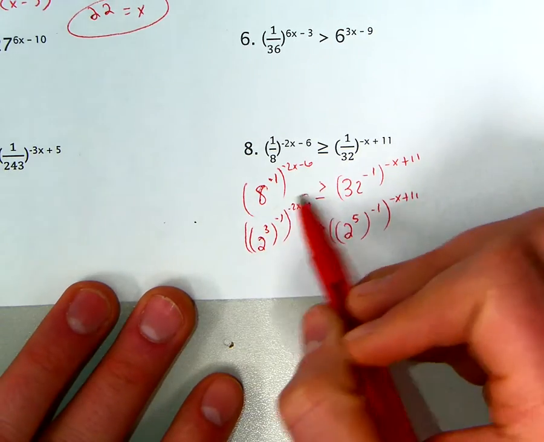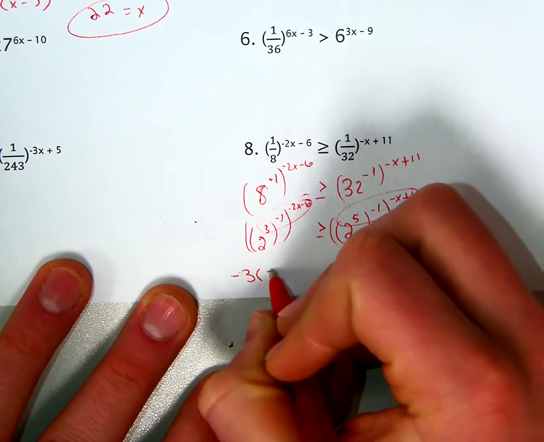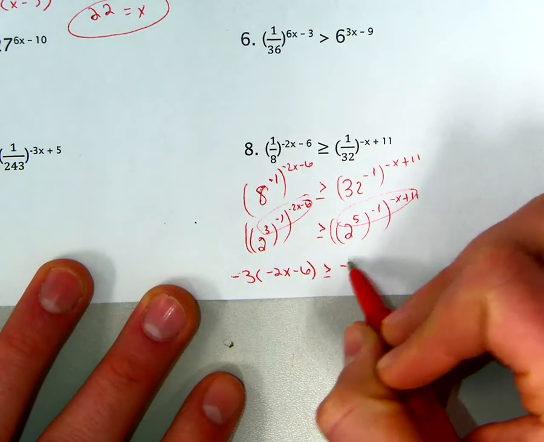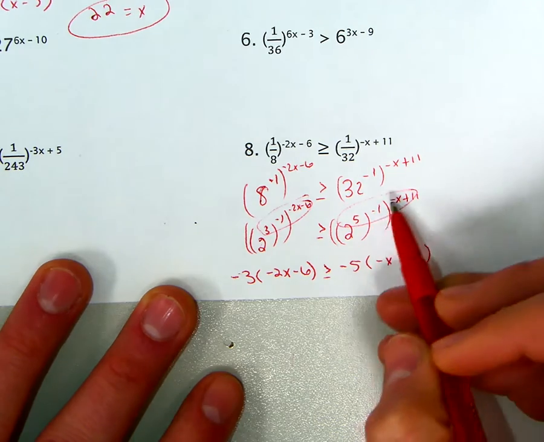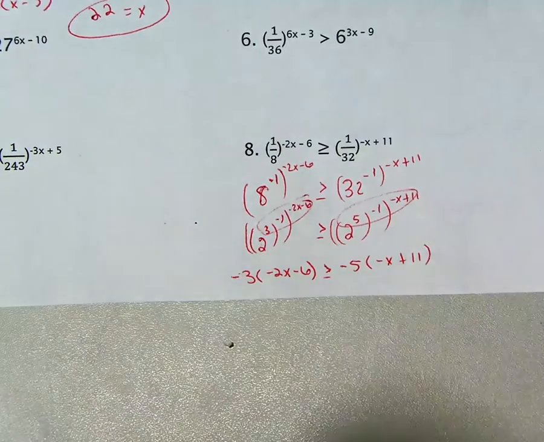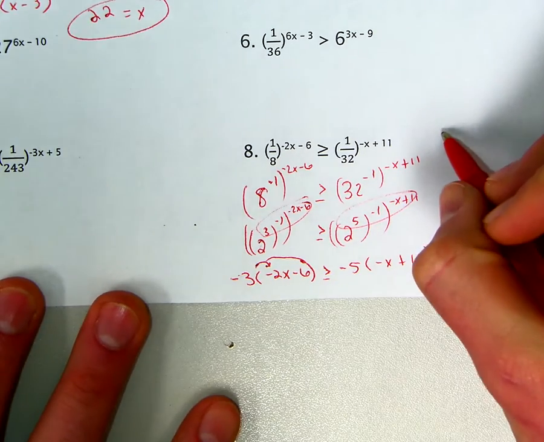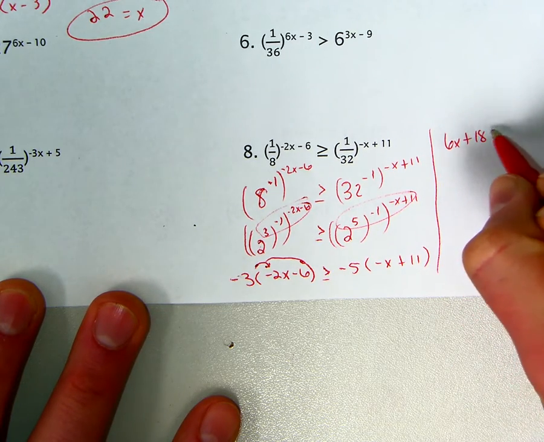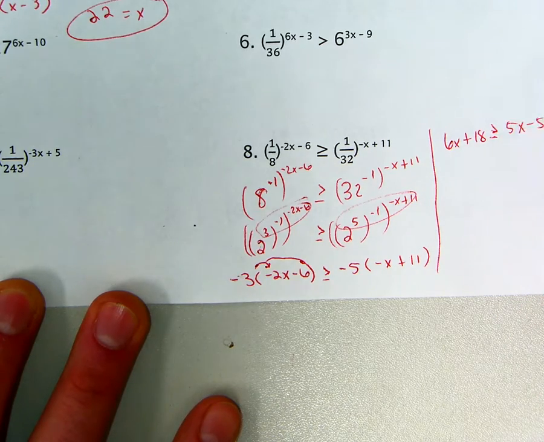So now that the bases are the same, we can equal all the exponents. So I have negative 3 times negative 2x minus 6 is greater than or equal to negative 5 times negative x plus 11. I automatically multiply the 5 and the negative 1 right off the bat. Now we would distribute. So over here you're going to get 6x plus 18 is greater than or equal to 5x minus 55.